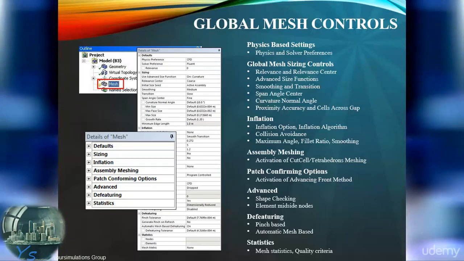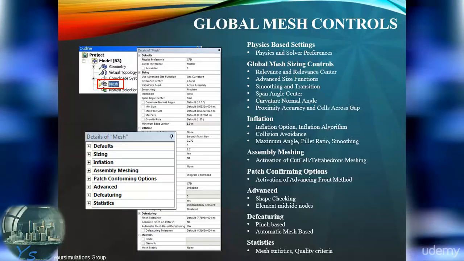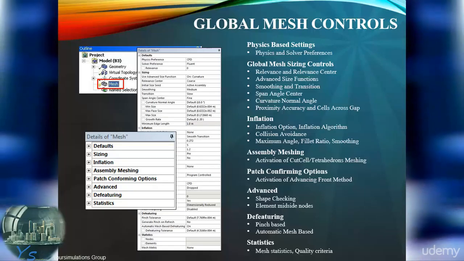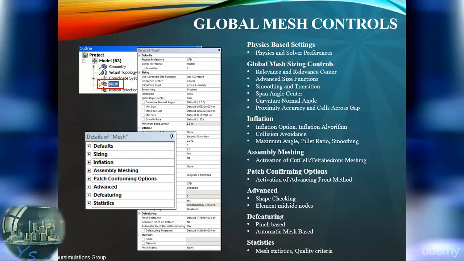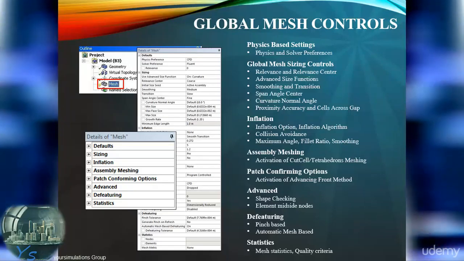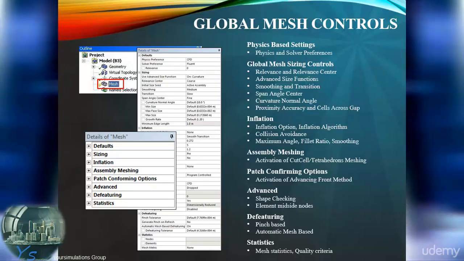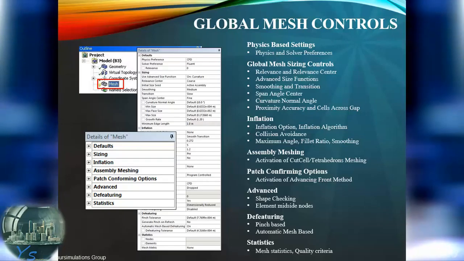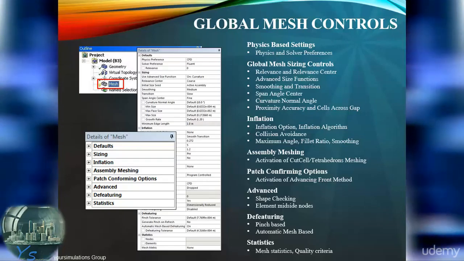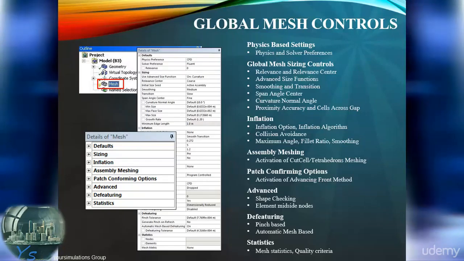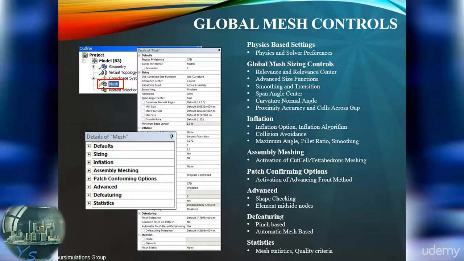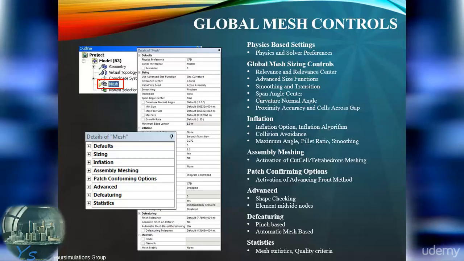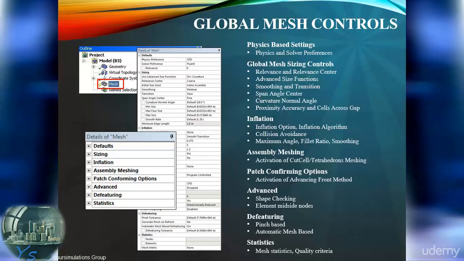The assembly meshing is activated here at the global controls, but will be covered in Lecture 7. A few advanced options are available under the sections Patch Conforming Options and Advanced. The mesh-based defeaturing is also available as global control. Some of the available settings are also covered in Lectures 6 and 8. The last section, the mesh statistics, is covered in detail in Lecture 8. We look into each of these sections on the following slides.